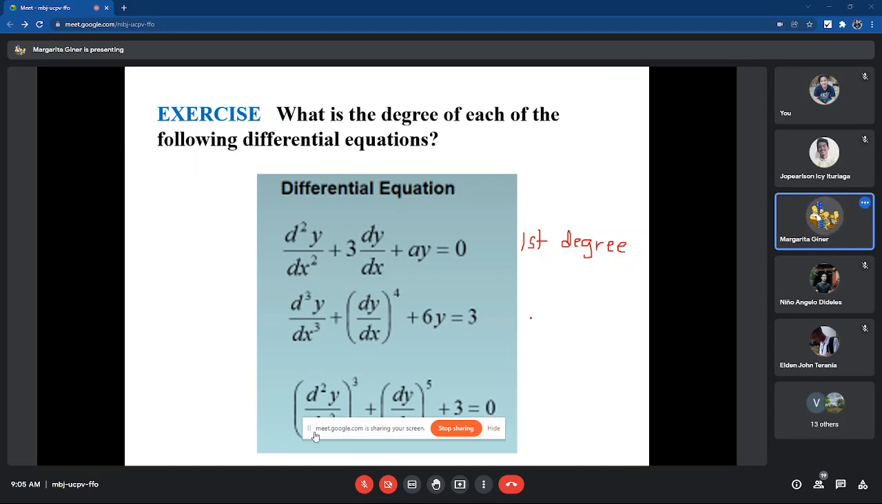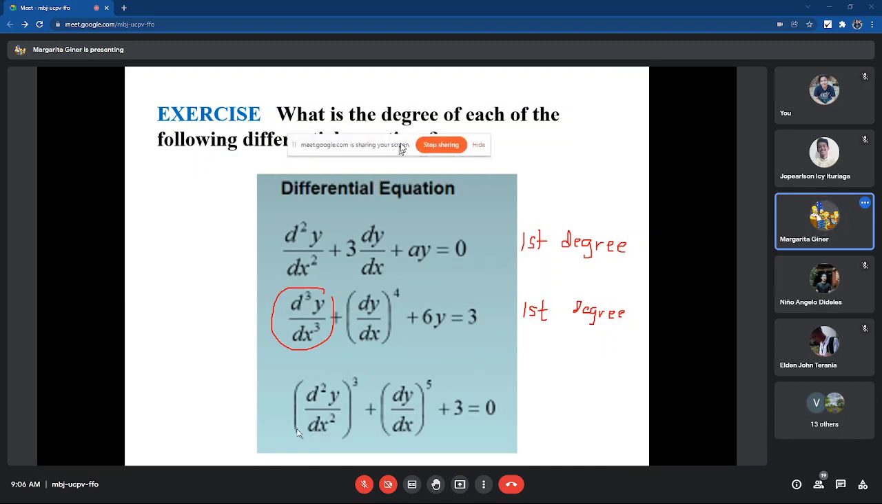Example number 2 is still first degree. It is still first degree because the highest derivative here is the third derivative. So, its exponent is automatically 1. So, first degree siya. Okay, how about the last example? So, the degree is third degree.